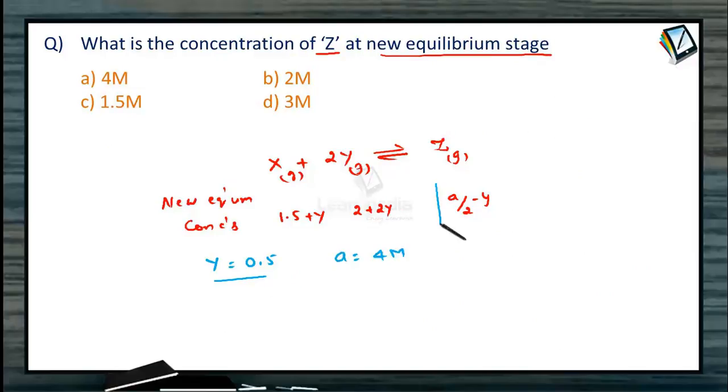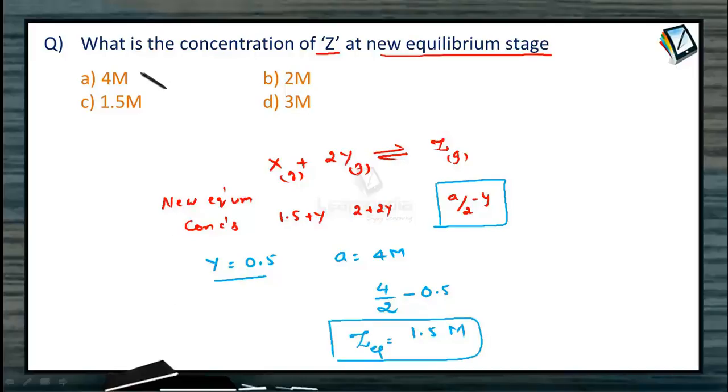And now the new equilibrium concentration of Z when the volume of the vessel was doubled is a by 2 minus y. A is 4, so 4 by 2 minus y, y is 0.5. 4 by 2 is 2, 2 minus 0.5 is 1.5. So this is the new equilibrium concentration of Z.